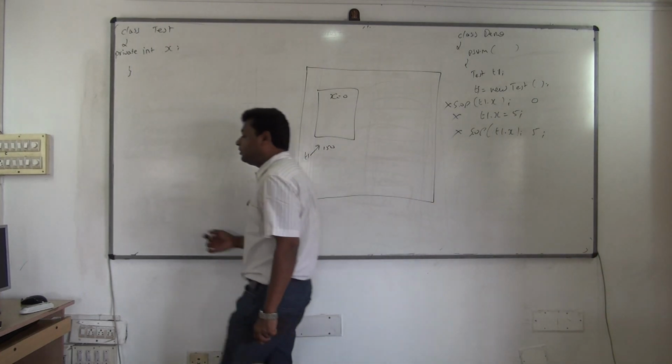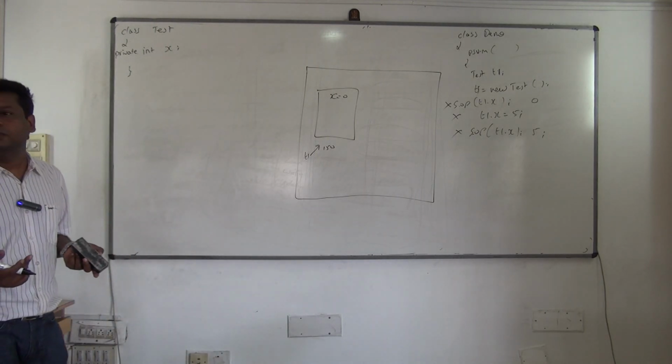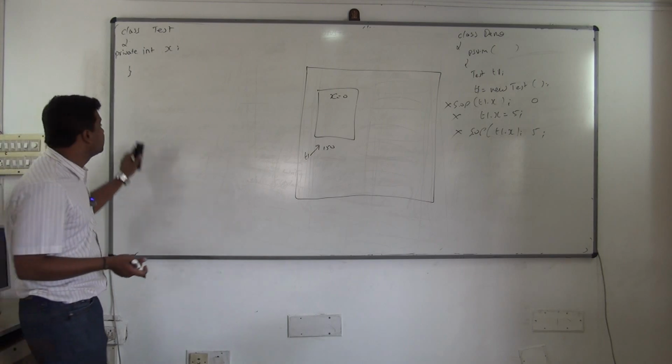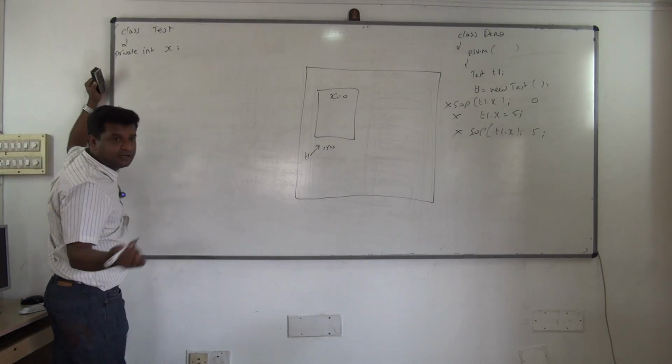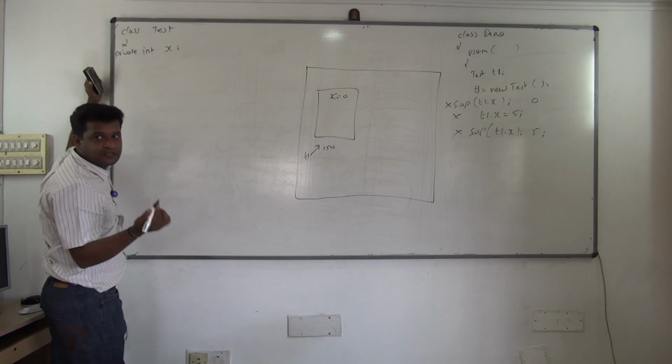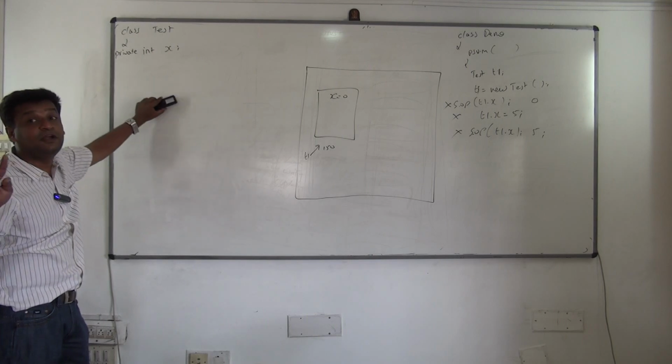Done. Now how to initialize X? I have created the object. How to initialize X? How to use X? That becomes the next question. The option is up to you. One, I can initialize with a method. See, I cannot access it directly now. So to initialize, I got only 3 options.